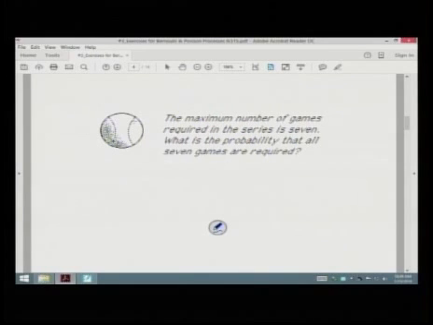Okay, then what about the next question? The maximum number of games required in the series is 7. Then we'd like to know the probability that all 7 games are required. So when is the 7th game required? When they didn't reach 4. So in other words, the 7th game is required if after playing 6 games, the National League team, and therefore the same for the American League team as well, has won only 3 games each, right? Then the 7th game is required.